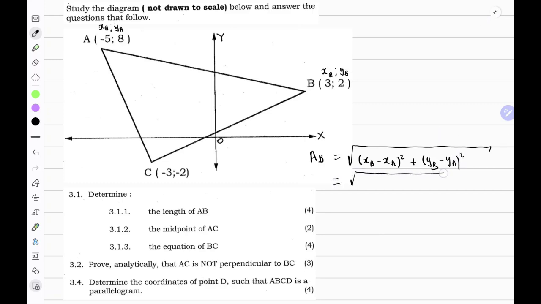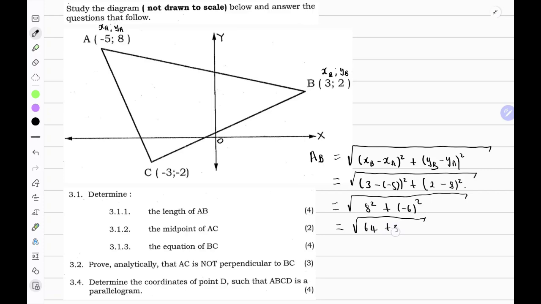This is equal to the square root of XB, which is 3, minus XA, which is negative 5, the whole squared, plus YB, which is 2, minus YA, which is 8, the whole squared. And this here is equal to the square root of 3 minus negative 5, which is 8 squared, plus 2 minus 8, which is negative 6 squared. So this is equal to the square root of 64 plus 36, which is equal to the square root of 100, and this is equal to 10 units.